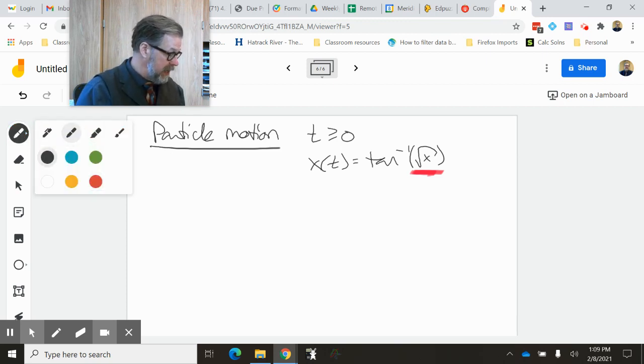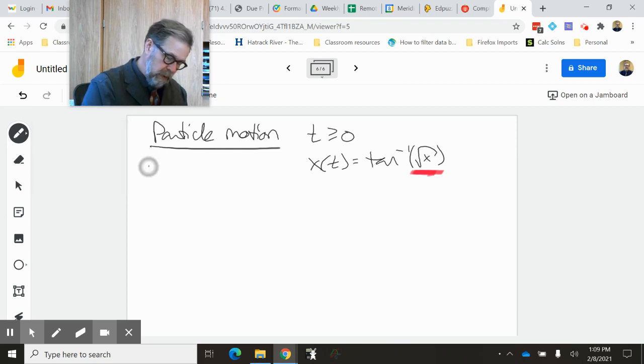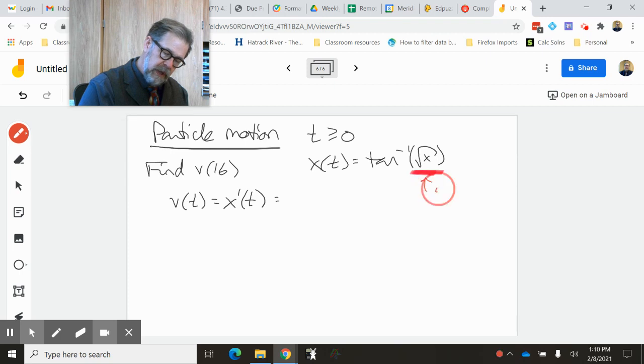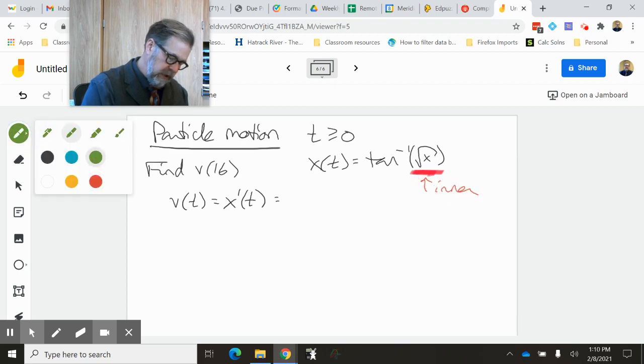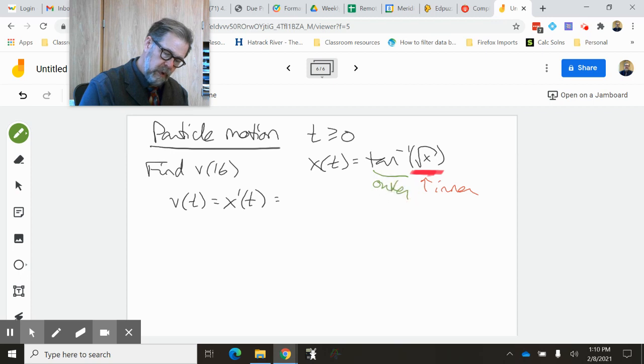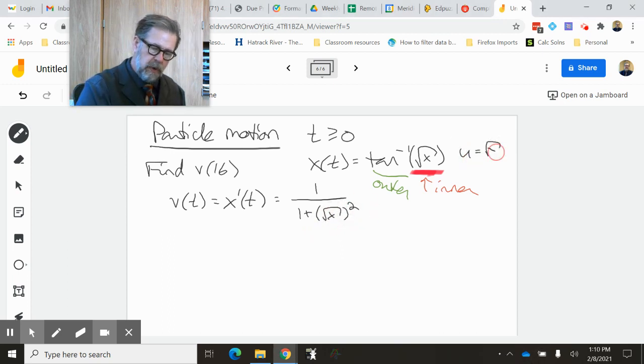So what we do is we say that, by the way, the problem is to find the velocity at time 16. So we know that v of t is equal to the derivative of x of t. We know that this is the inner and that therefore this is the outer. So we have the derivative of the outer, which is 1 over 1 plus x squared, but in this case, u squared, where u is equal to the square root of x, times the derivative of u.